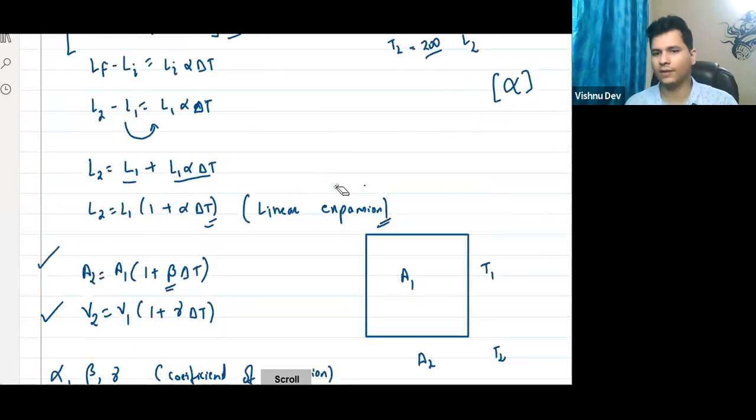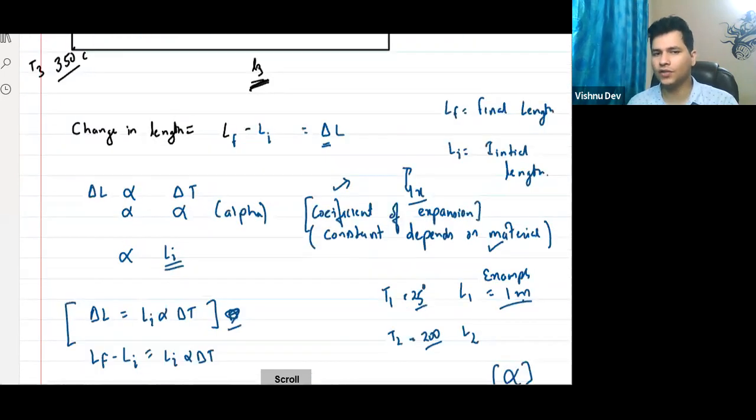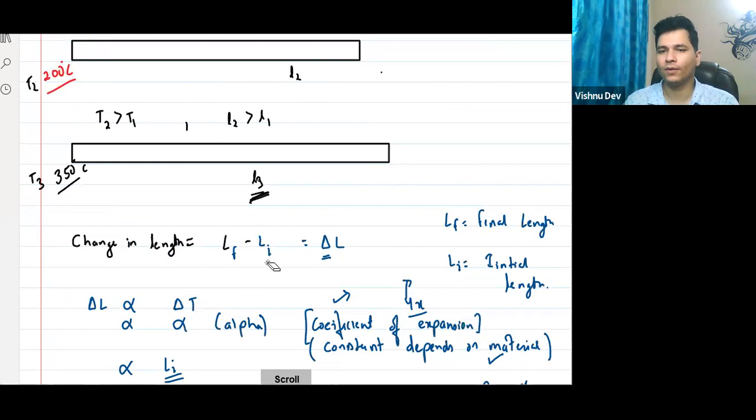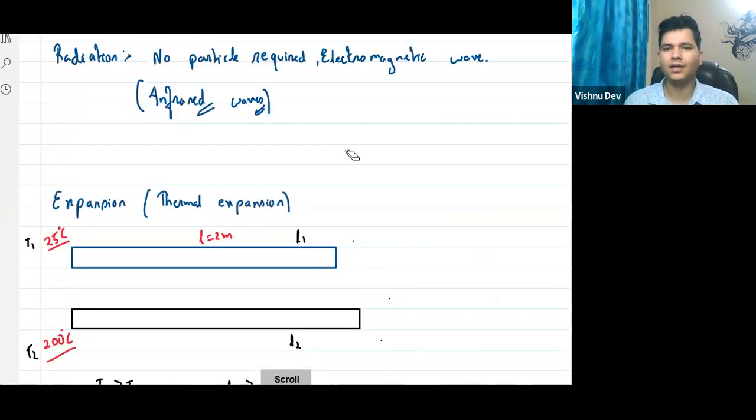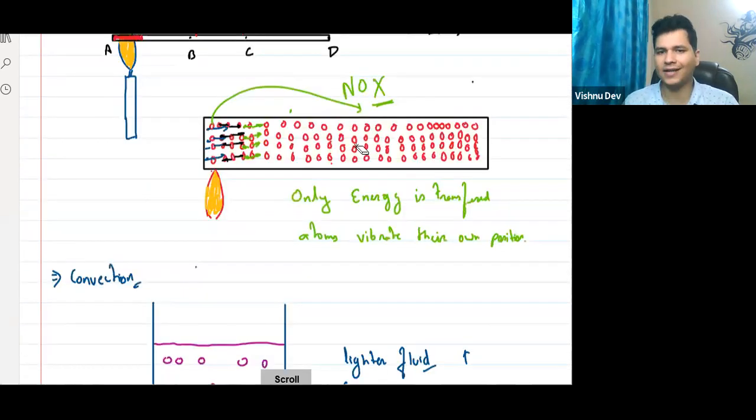Okay, so when you talk about this chapter, heat, this was the basics. Basically we have these topics in heat transfer. So we are done with this. I will send one small assignment based on this.